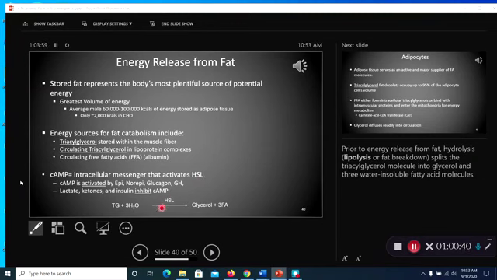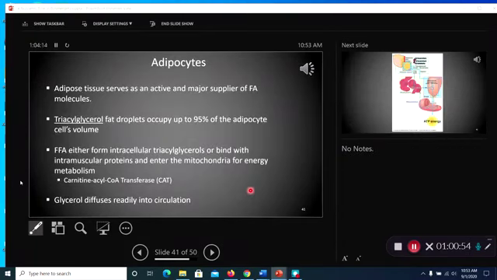On the bottom here is a general equation looking at the breakdown of fats. If you have triglyceride and water, in the presence of HSL, hormone-sensitive lipase, you'll end up with glycerol and 3 fatty acids. Adipocytes are just that. They're fat tissue. Adipose tissues serve as an active and major supplier of fatty acid molecules. Triacylglycerol: triacyl means 3 fats. Acyl refers to the fats. Then glycerol refers to the 3-carbon structure on the side. Triacylglycerol fat droplets occupy up to 95% of the adipocyte cell volume.